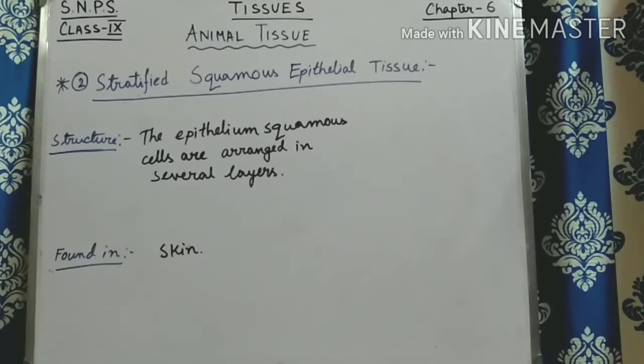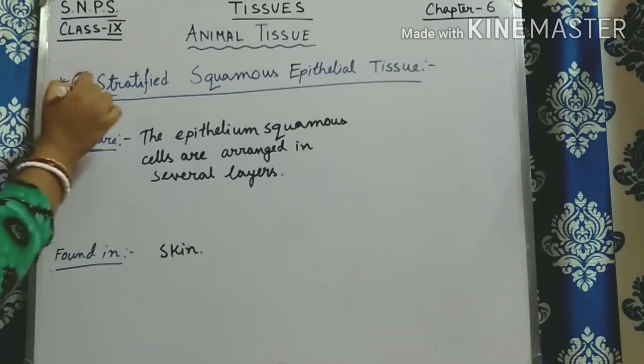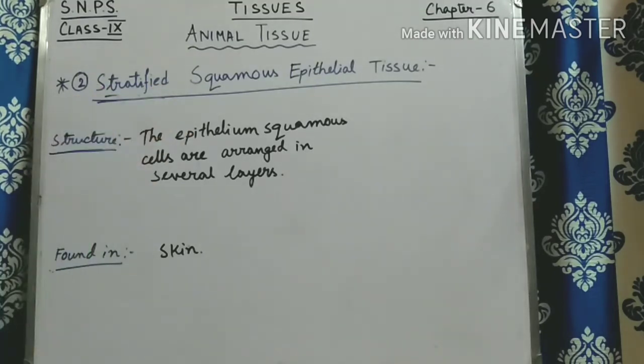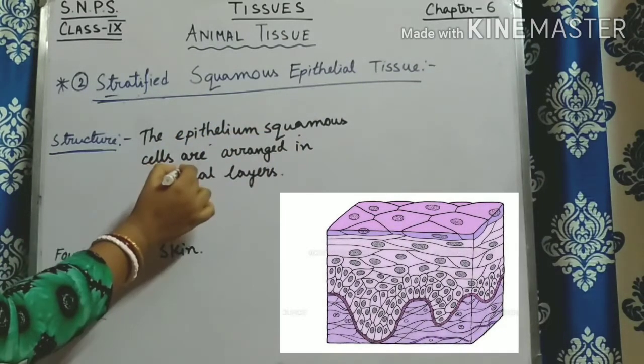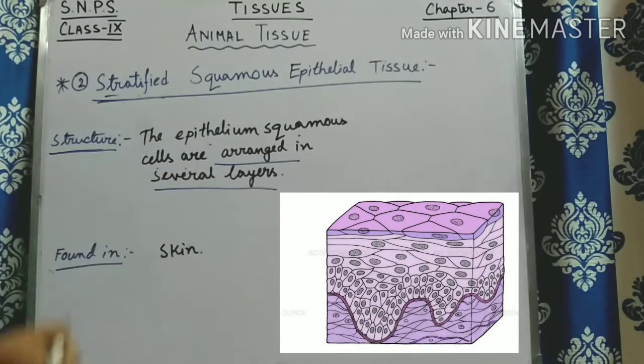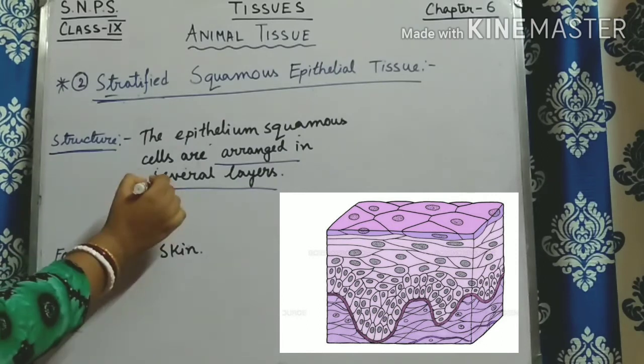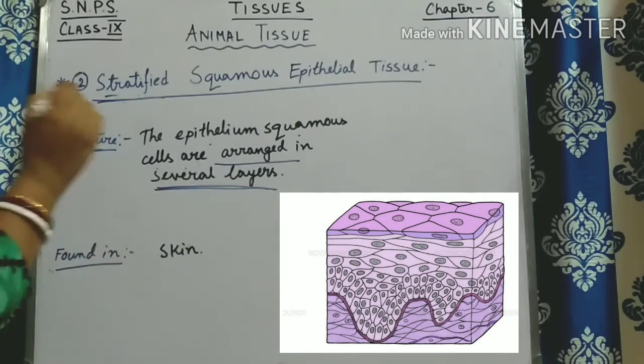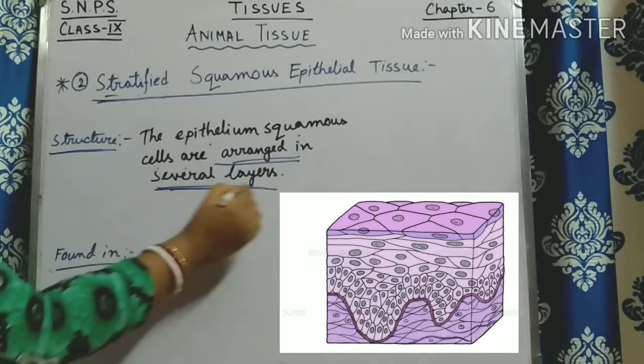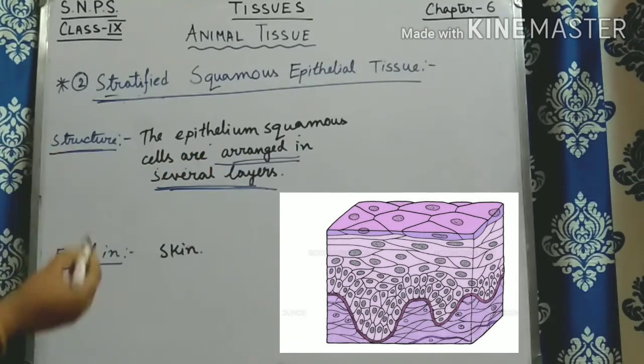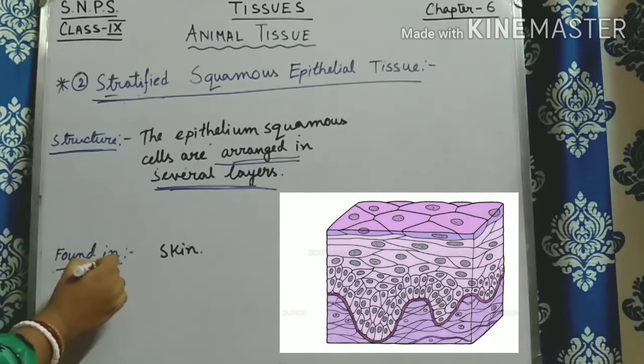The next one is stratified squamous epithelial tissue. The previous one was simple squamous epithelial tissue and this is the stratified squamous epithelial tissue. The structure of it is that the epithelial squamous cells are arranged in several layers, as you can see in the picture. This stratified squamous epithelial tissue is found in the skin.